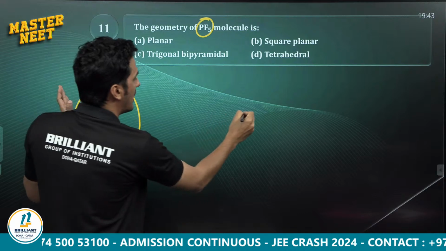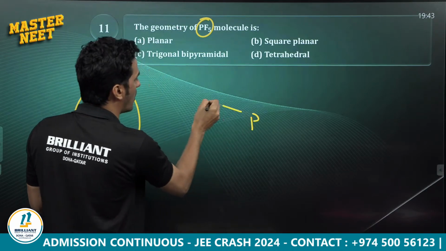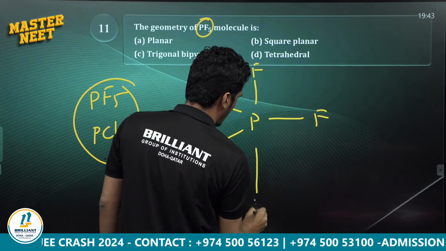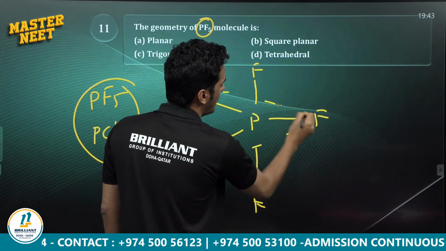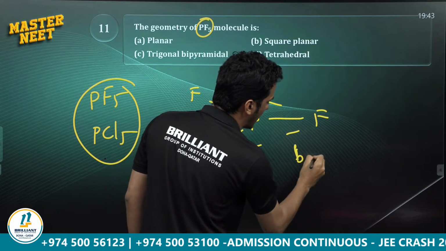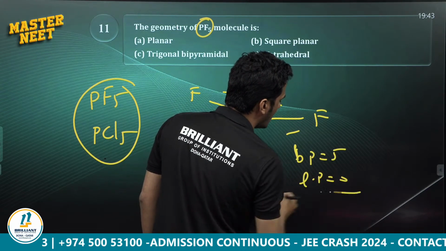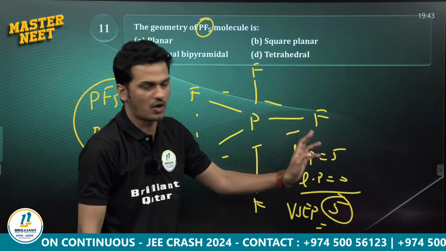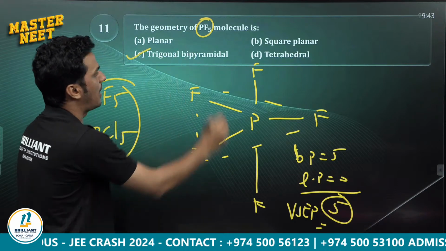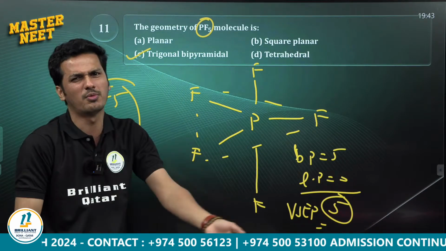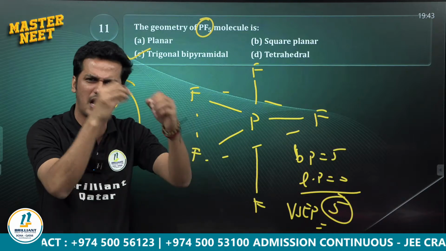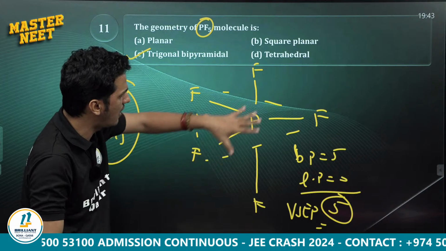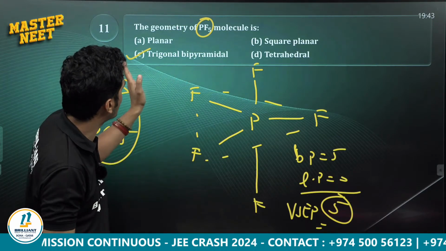Here around phosphorus 5 bonds are there: first fluorine, second, third, fourth, and fifth fluorine. Bond pair equal to 5, lone pair equal to 0. So total 5 valence shell electron pairs are there, and 5 bond pair, 0 lone pair means its shape is trigonal bipyramidal. If you want, you can apply the formula, but don't waste the time. You can directly find out PF5. Around phosphorus 5 electron pairs are there, all are bond pairs. That's it. So that is trigonal bipyramidal.